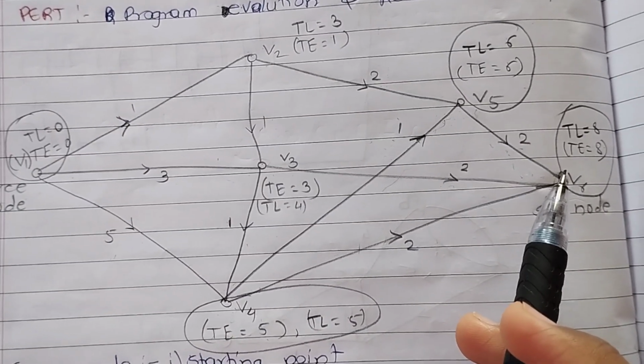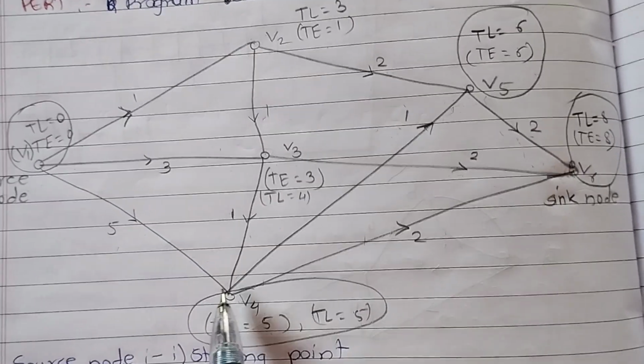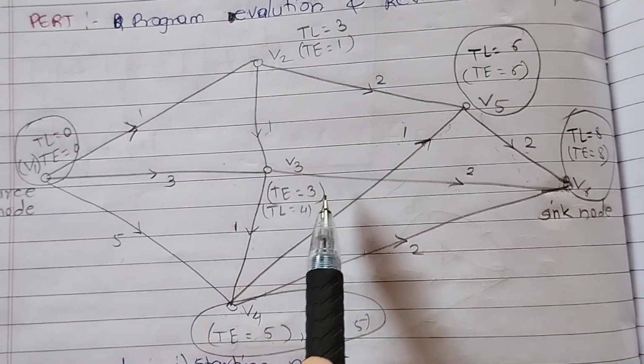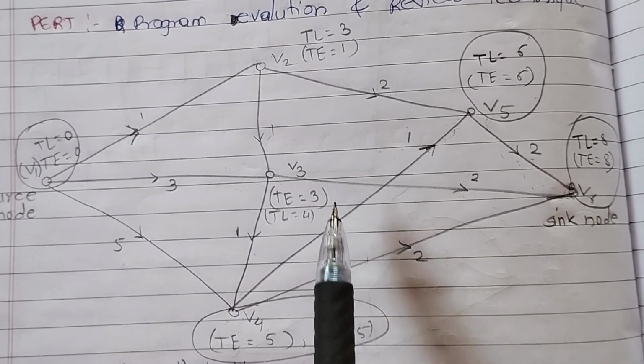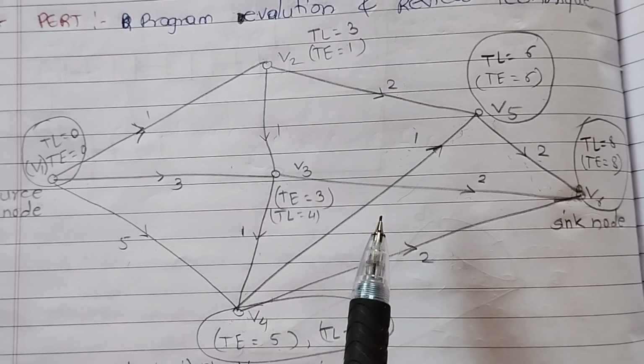So now our critical path goes from V1 to V4, V4 to V5 and V5 to V6. This is our critical path. I hope you all get the idea how to find out TL, TE and the critical path.